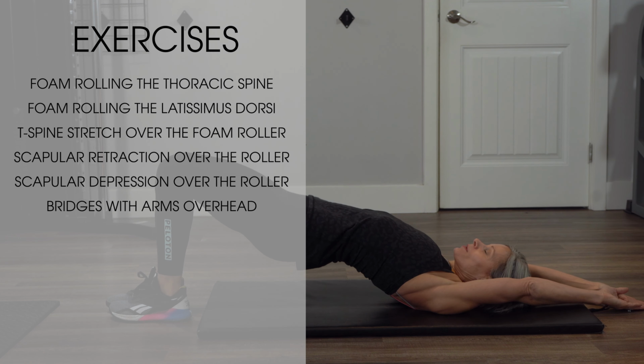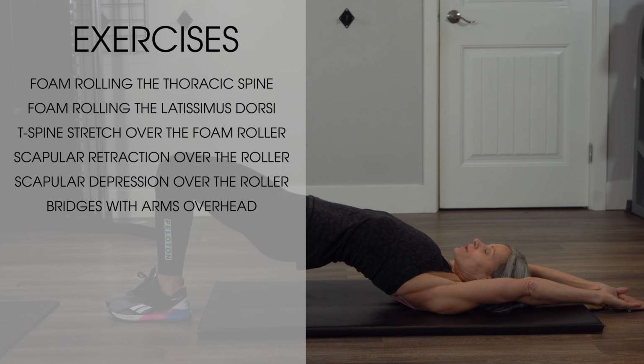The thoracic spine is the longest region of the spine, running from the base of the neck down to the abdomen. It is the only spinal region attached to the rib cage. Foam rolling the thoracic spine helps break down any fascial restrictions and improve T-spine mobility.